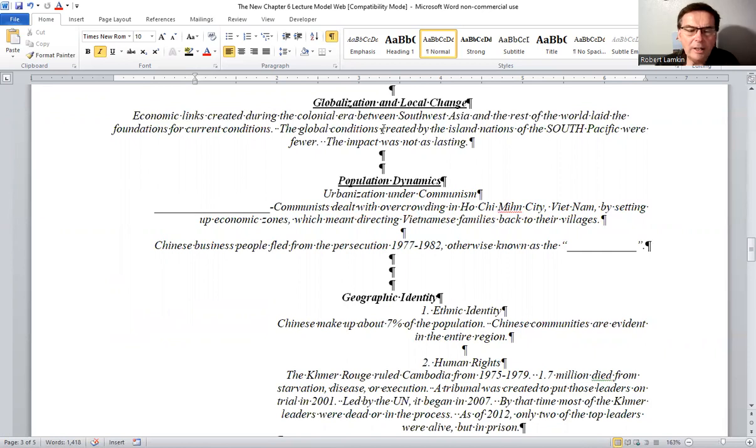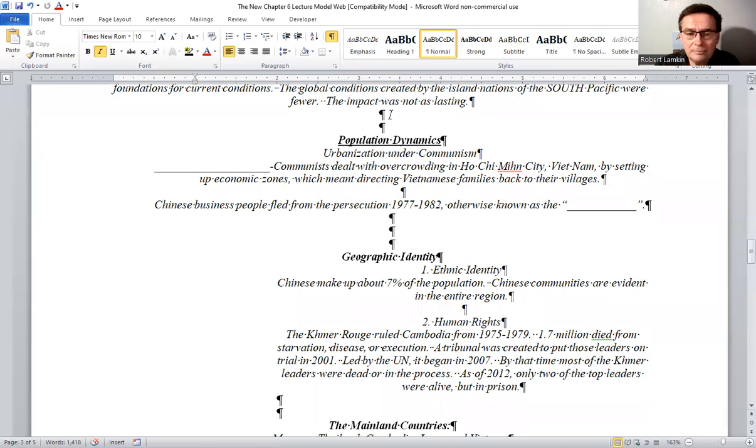Economic links created during the colonial period between Southwest Asia and the rest of the world lay the foundations for current conditions. The global connections created by the island nations of the South Pacific were fewer. It took a while. We'll talk about this when we get to Australia, New Zealand, and that particular region. It was kind of late, right? The Europeans didn't pay quite as much attention to them early on, and therefore the impact was not as lasting.